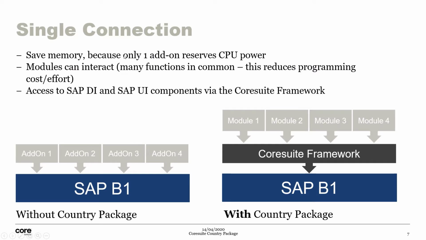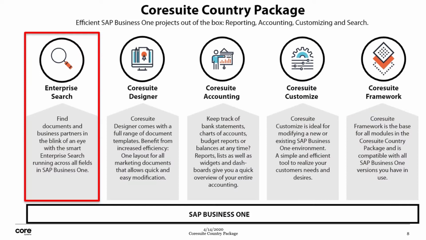How does it work? The Coresuite framework is saving memory for you because it's only one add-on that's really started. You see here on the left side, there is, let's say, the country package without the Coresuite framework. Means it would need to load all the add-ons one by one. And here on the right side, you see there are all the modules which are part of the framework. And so only the framework will be loaded. And then you have already all the modules that are part of it. Yes. So, and here you see additional points like access to SAP DI and SAP UI components via the framework. Yes, so that's about the single connection. And that's how it's built up. How is, let's say, the architecture of the solution.